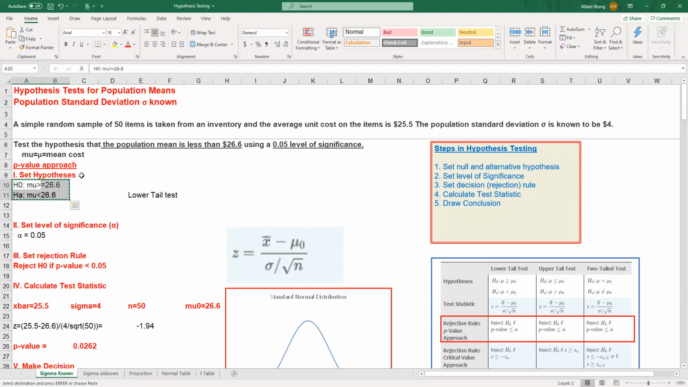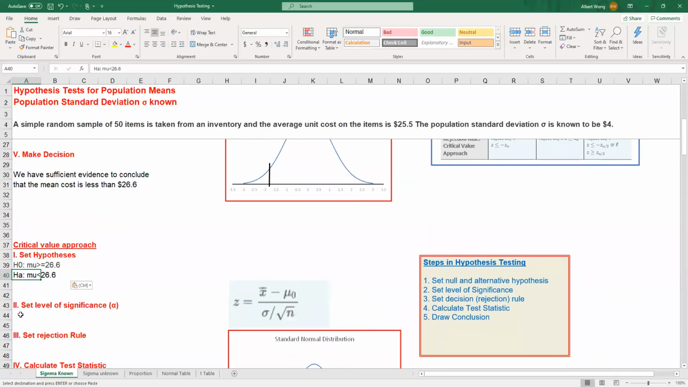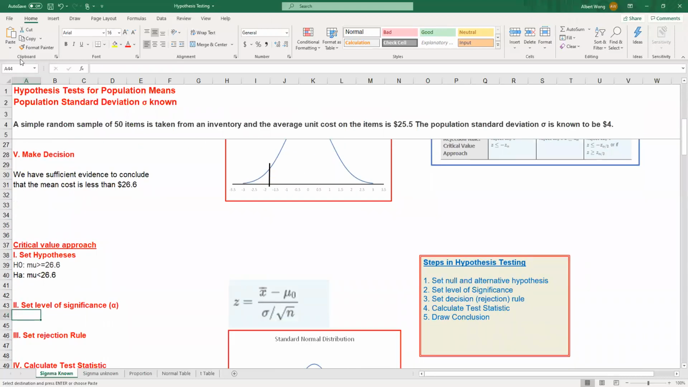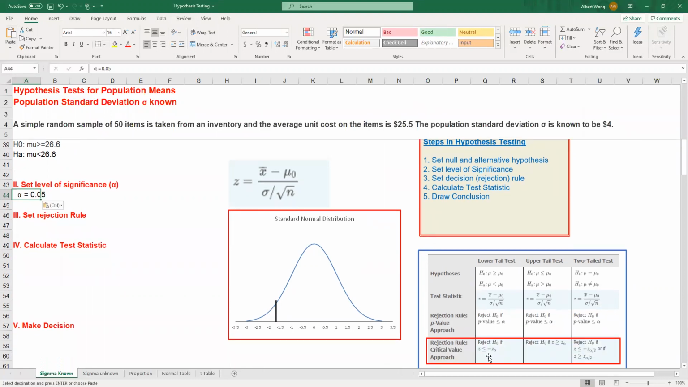For example, the first step, setting hypothesis, would be the same. We would set the hypothesis the same way, right? HA is less than, and H0 is the opposite, which is bigger than or equal to. Alpha, of course, is the same. Alpha is equal to 0.05. So we do that. And now we have to do more work in the rejection rule because we have to find the critical value, right? So using the critical value approach, you have to find the minus Z alpha, right? So how do you find minus Z alpha?